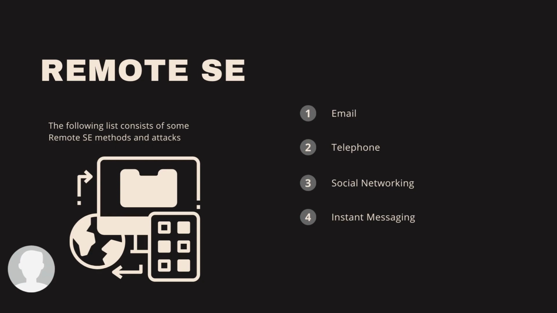So remote SE can be done with the following communication systems like email, telephone, social networking, and instant messaging. I'll go on a little bit further into that with the attack vectors, but any means of communication can basically be used to perform remote social engineering.